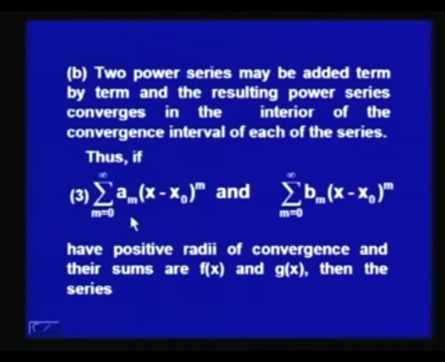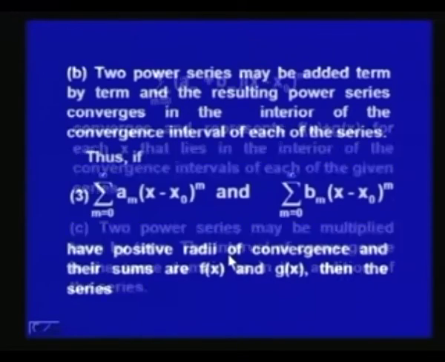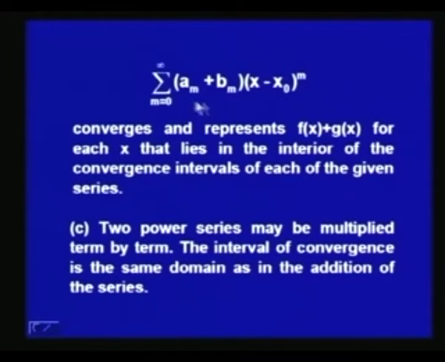Thus, if the series sigma m equal to 0 to infinity a_m (x - x_0)^m and sigma m equal to 0 to infinity b_m (x - x_0)^m have positive radii of convergence and their sums are f(x) and g(x), then the series sigma m equal to 0 to infinity (a_m + b_m)(x - x_0)^m converges and represents f(x) + g(x) for each x that lies in the interior of the convergence intervals of each of the given series.